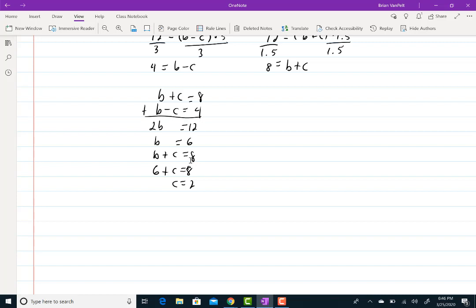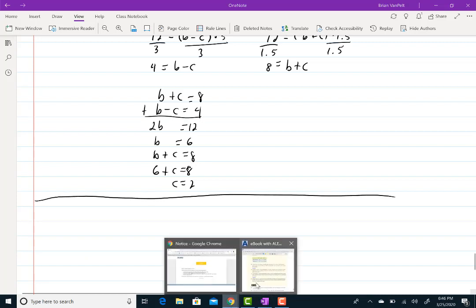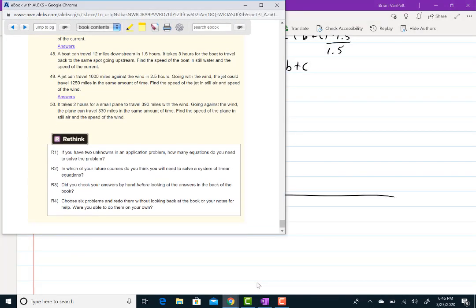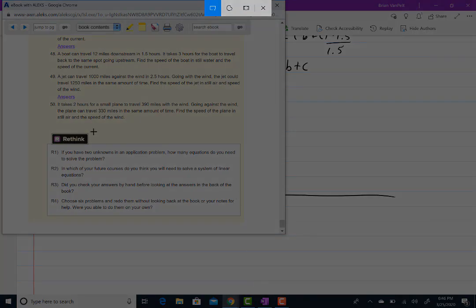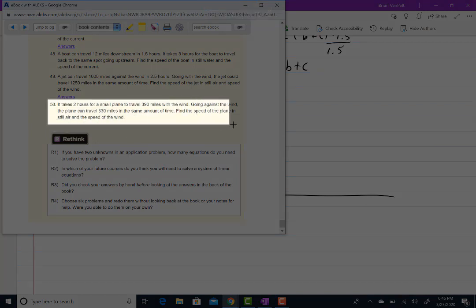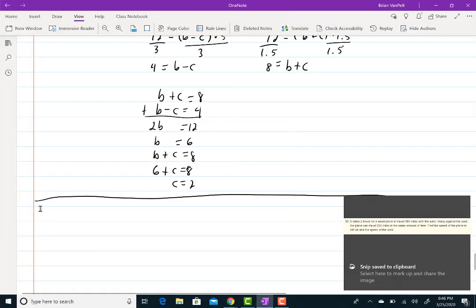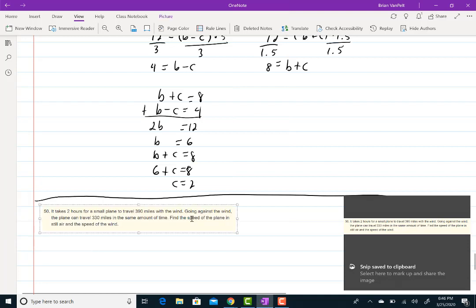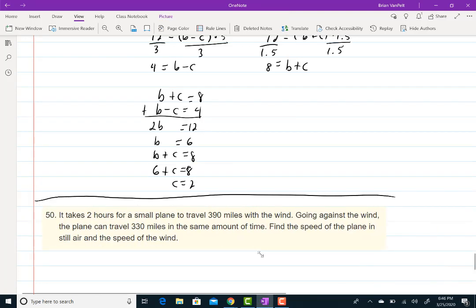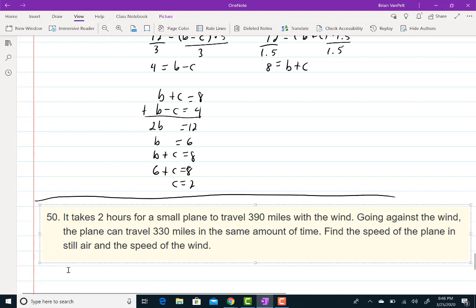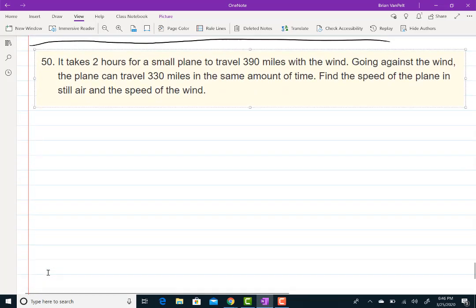And the last problem I wanted to do was problem number 50. So excuse the children in the background, they are feral. All right, let's see what we have here.